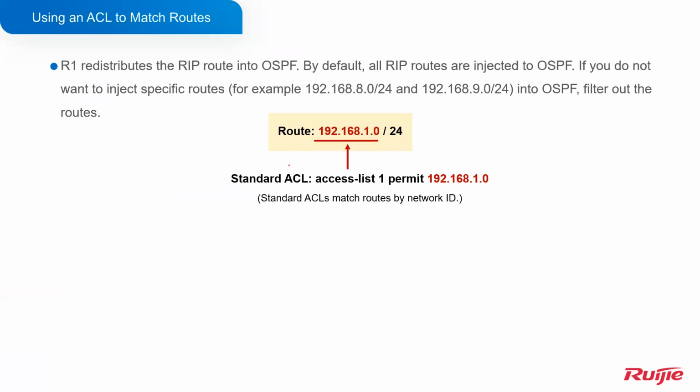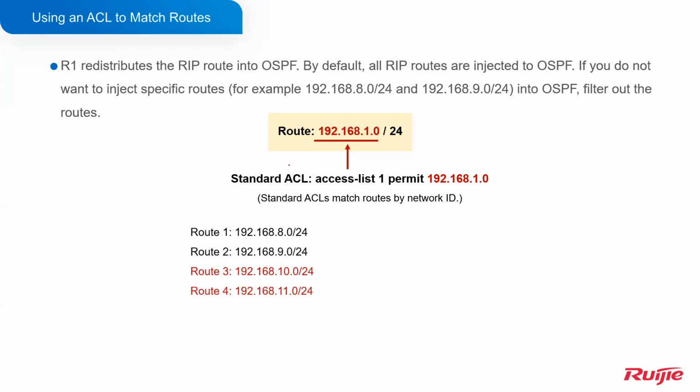And let's see some cases here. Using an ACL to match routes. R1 redistributes the routes from RIP into OSPF. By default, all RIP routes are injected into OSPF. While if you don't want to inject specified routes into OSPF, filter out the routes. Let's see how to do that. If we want to match the 192.168.1.0/24 route, we can use the standard ACL. Access list 1 permit 192.168.1.0.